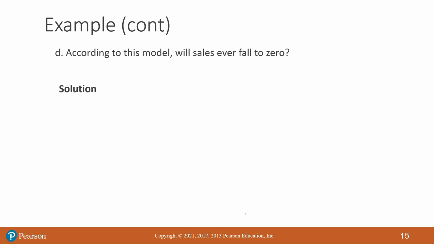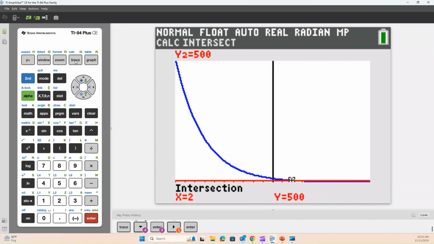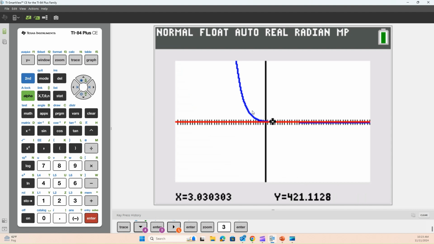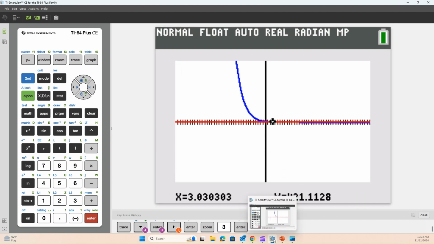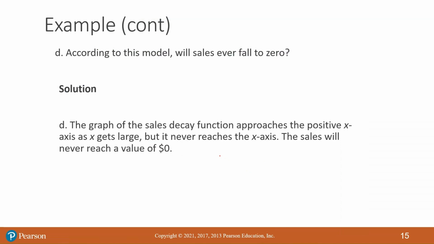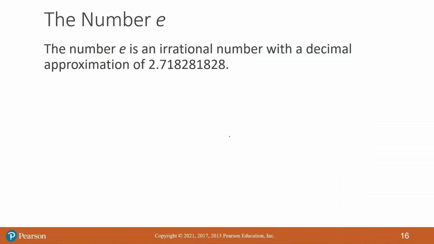Now, according to the model, will the sales ever fall to 0? Let's look at the model again. If we zoom out a bit, does the blue line ever really cross the x-axis? We should know from the definition that we have a horizontal asymptote at the x-axis, which means it approaches but never reaches it. So the graph of the sales decay function approaches the positive x-axis as x gets large, but it never reaches the x-axis. The sales will therefore never reach a value of 0. It'll just get really, really close to it.